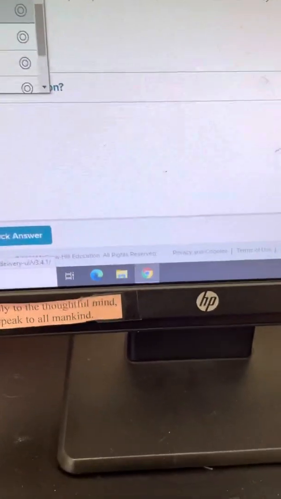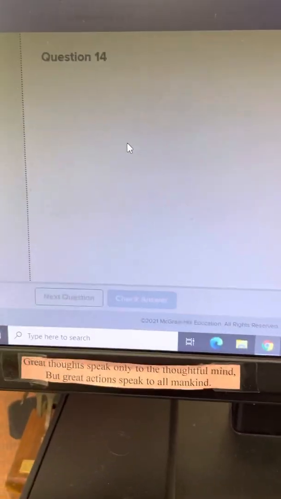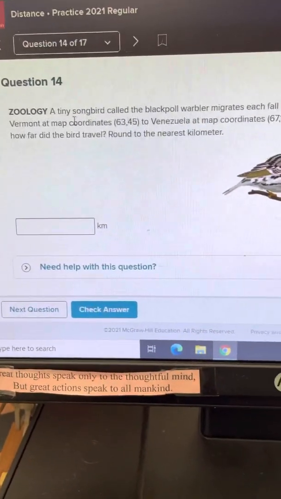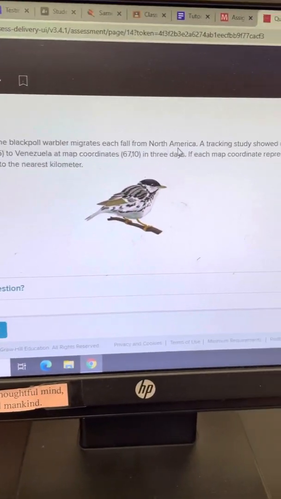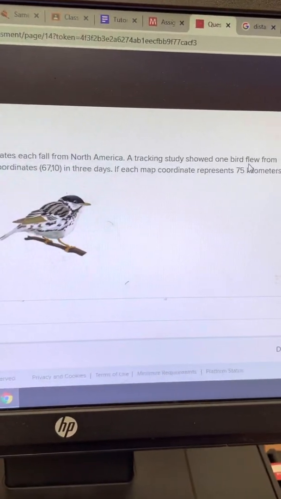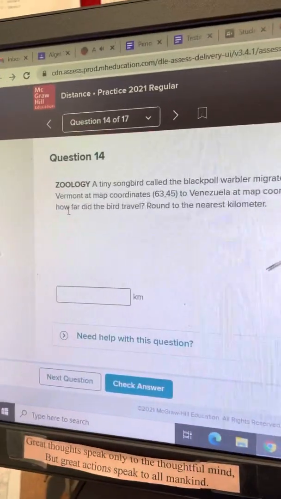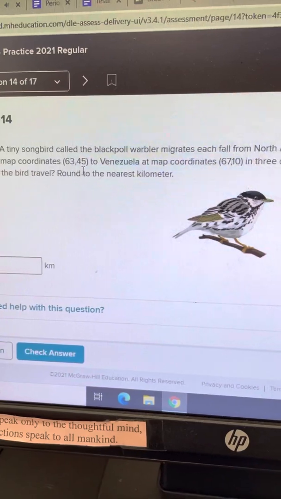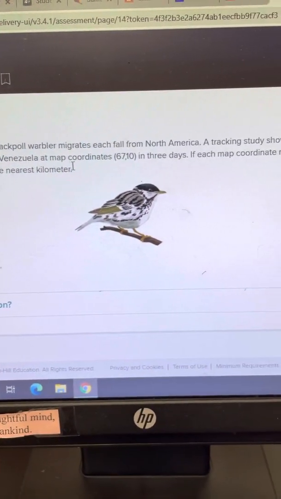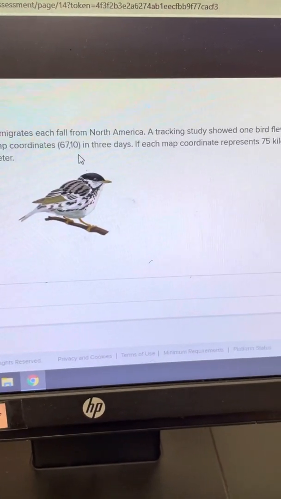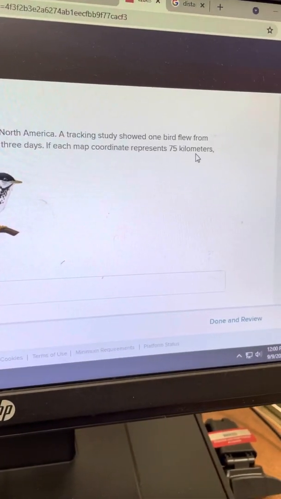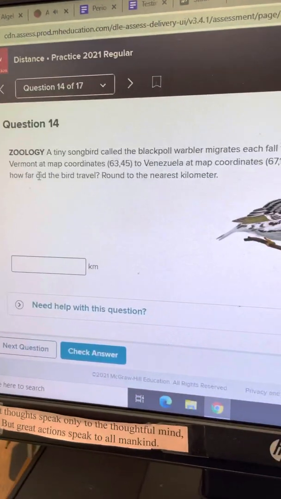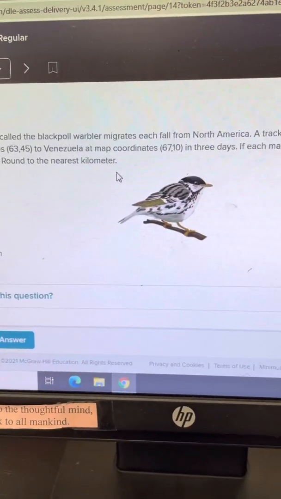Take a look at number 14. Hopefully you're pausing this as I move forward. A tiny songbird called the blackpoll warbler migrates each fall from North America. A tracking study showed one bird flew from Vermont at map coordinates 6345 to Venezuela at map coordinates 6710 in 3 days. If each map coordinate represents 75 kilometers, how far did the bird travel, rounded to the nearest kilometer?